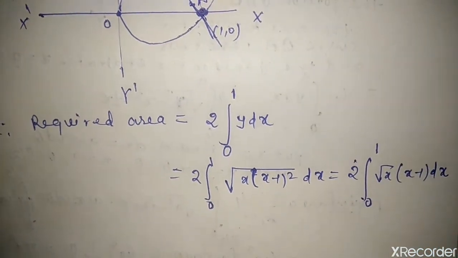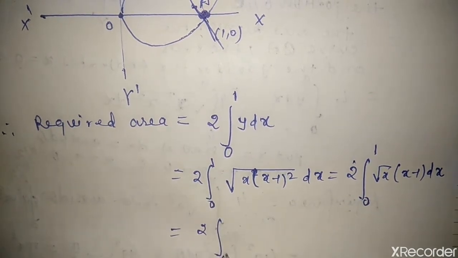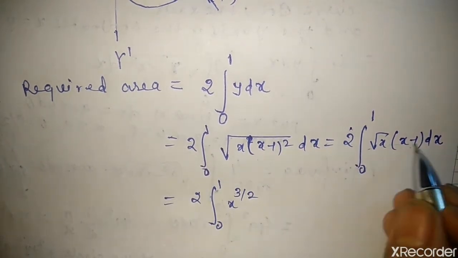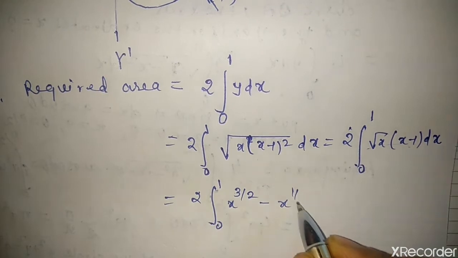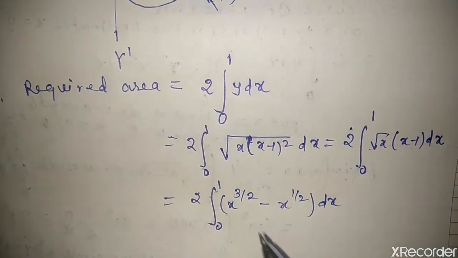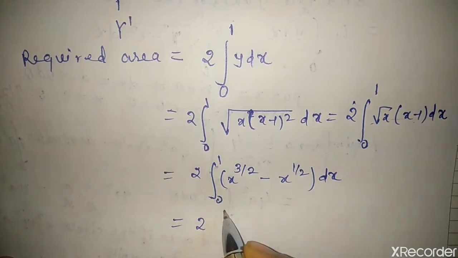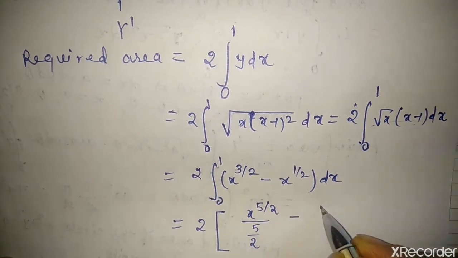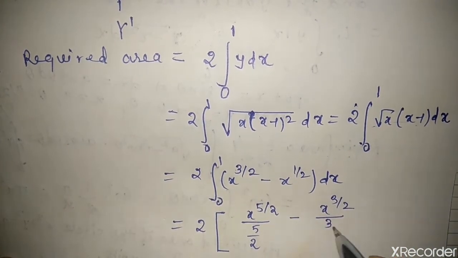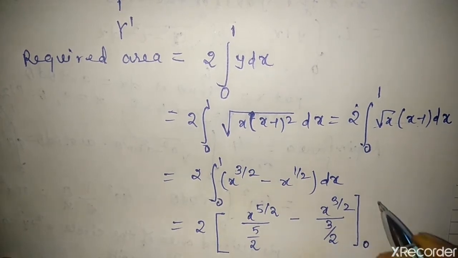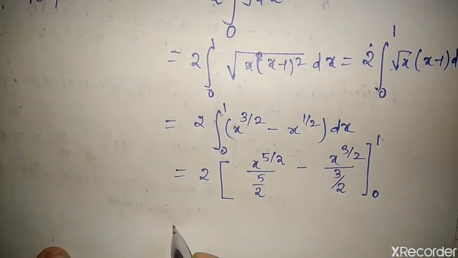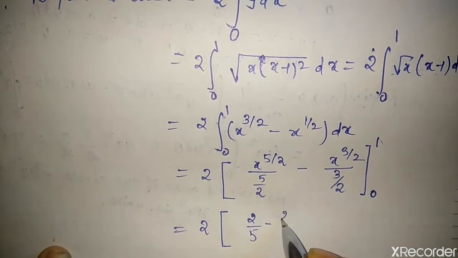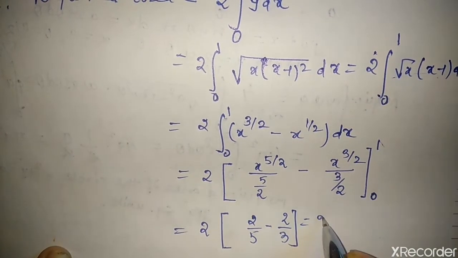While solving this, we have 2 times integral from 0 to 1 of x to the power 3 by 2 minus x to the power half dx. Now integrating, we get 2 times x to the power 5 by 2 divided by 5 by 2 minus x to the power 3 by 2 divided by 3 by 2, with limits from 0 to 1. So this equals 2 times (2 by 5 minus 2 by 3).